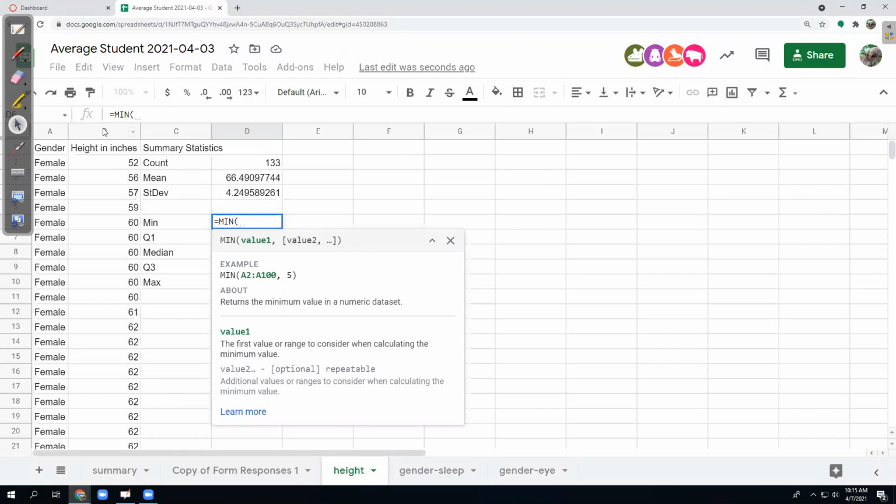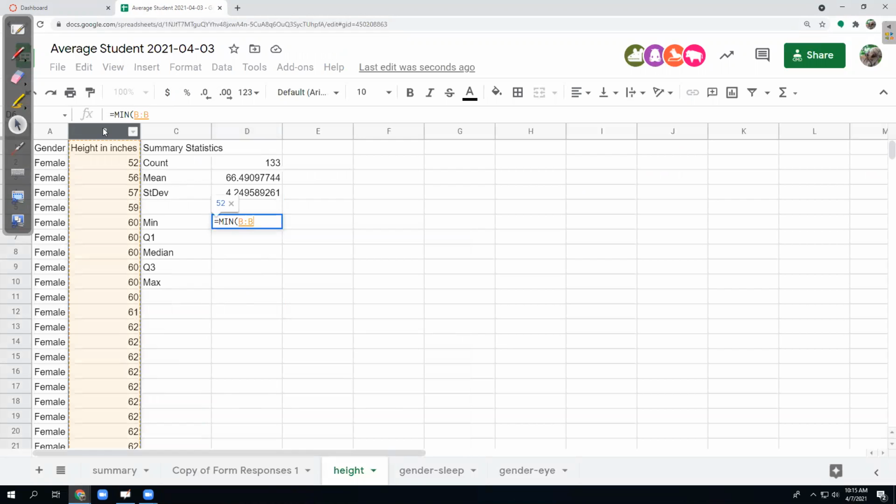And then in this case, it's safe to click on the column. I always question whether that's safe. And basically, is there anything else in that column that might mess that up? So if there are any other numbers besides that data, then I wouldn't click on the column. I'd have to highlight the individual numbers.